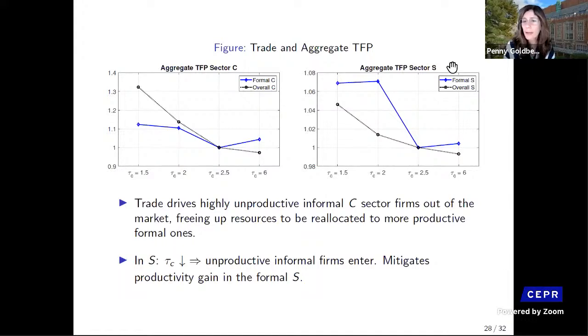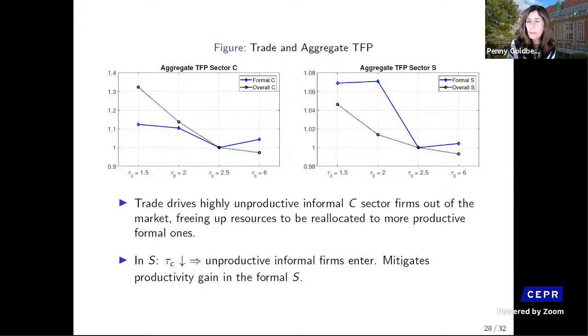If you look at the service sector, actually we have the opposite pattern. Again, aggregate TFP goes up. But here, if we take into account the informal sector, then the aggregate TFP goes up by less. And the reason for that is what I mentioned earlier, that as the economy liberalizes and demand goes up, many low productivity informal firms enter. So you get entry at the left tail of the distribution. And so the aggregate TFP in the service sector is lower than it would have been if we had focused only on the formal service sector.